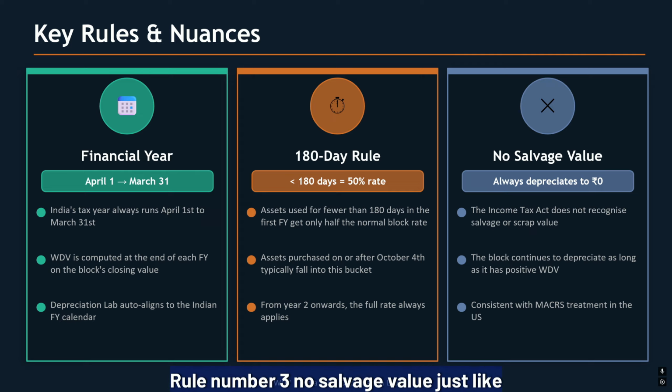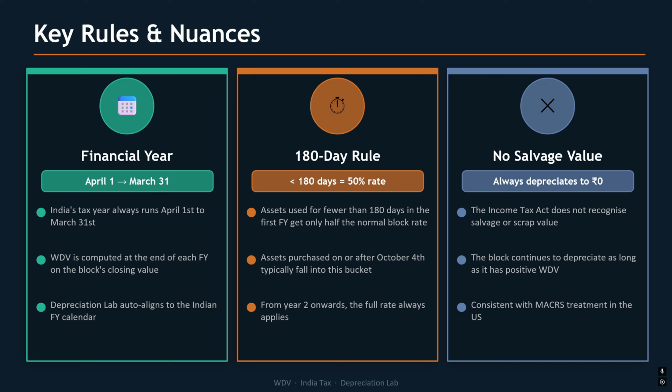Rule number 3, no salvage value. Just like MACRS in the United States, the Indian Income Tax Act does not recognize salvage value for tax depreciation purposes. A block of assets keeps depreciating as long as it has a positive written down value. There is no floor. The block theoretically goes on indefinitely, though in practice the assets are sold and the proceeds reduce the block.